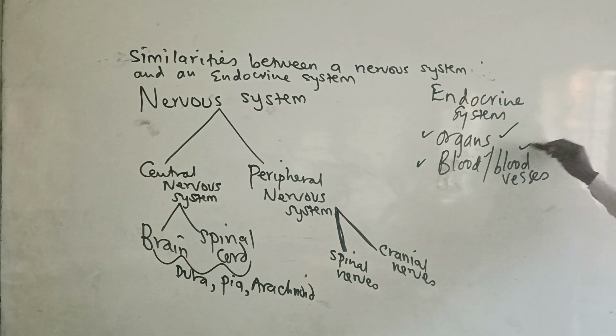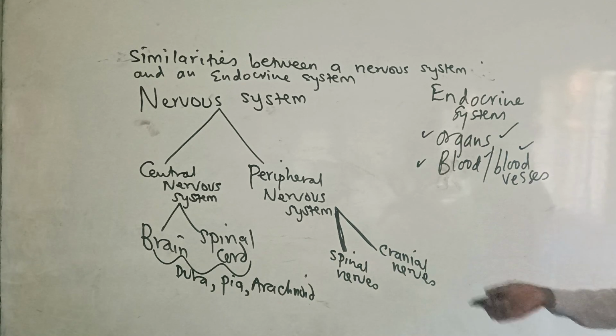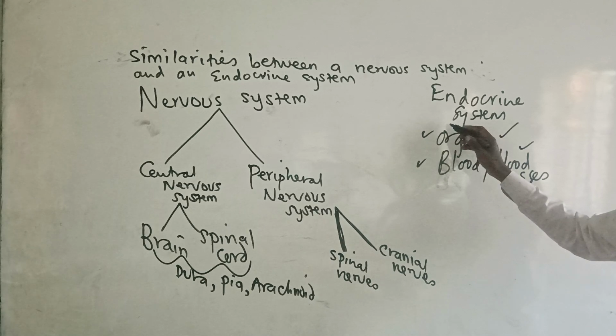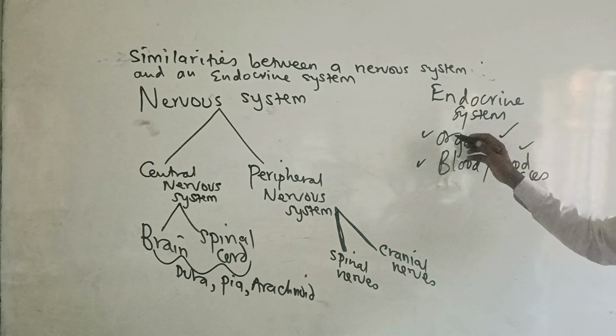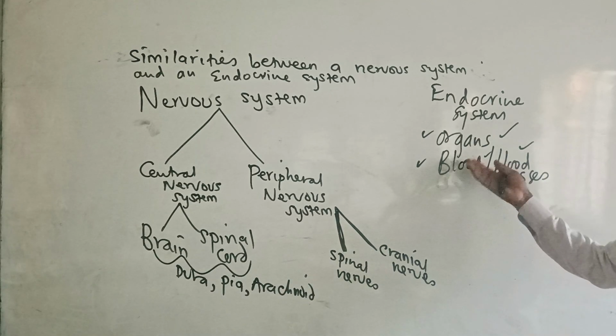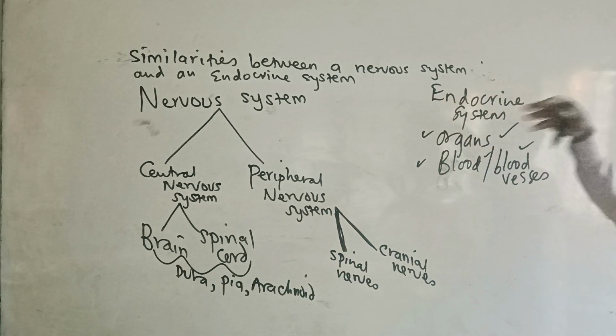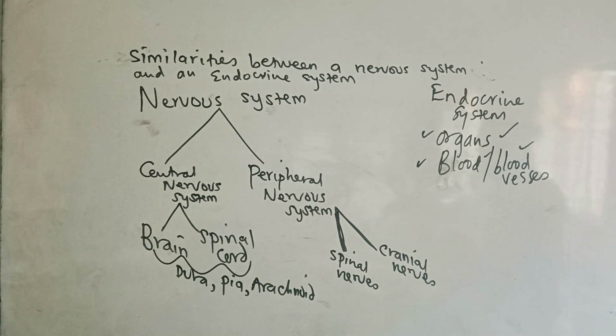The blood and the blood vessels facilitate the transportation of these hormones, and of course, you have what we call the effector organs. So these can be the receptor organs and effector organs, and these effector organs can also be receptor organs. Get the point? At the end of the day, this cannot work in isolation. It has to work in a coordinated manner with the nervous system.